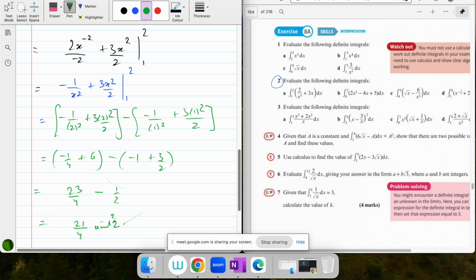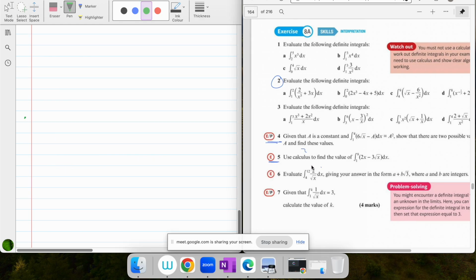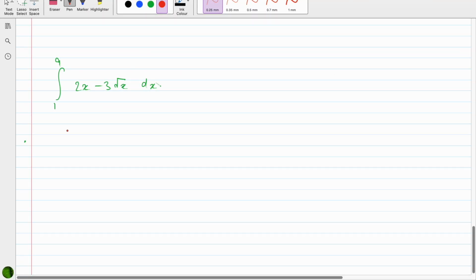Number 5. Use calculus to find the value. So we just have to simplify. Simple integration from 1 to 9 of 2x minus 3 square root x dx. So I'm writing it as 2x minus 3x raised to the power 1 by 2 dx, from 1 to 9. So integrate: 2x squared over 2 minus 3x power plus 1, 3 by 2, divided by the new power, from 1 to 9. Before we substitute the values, I'm going to simplify.